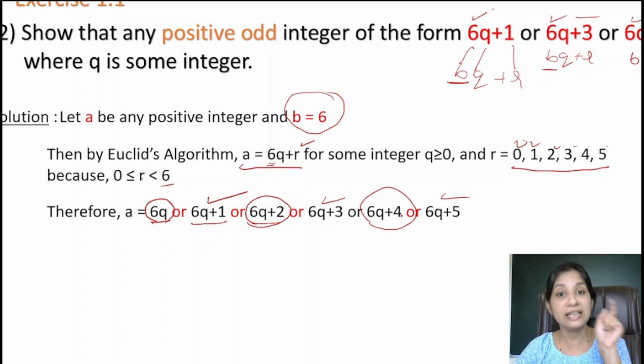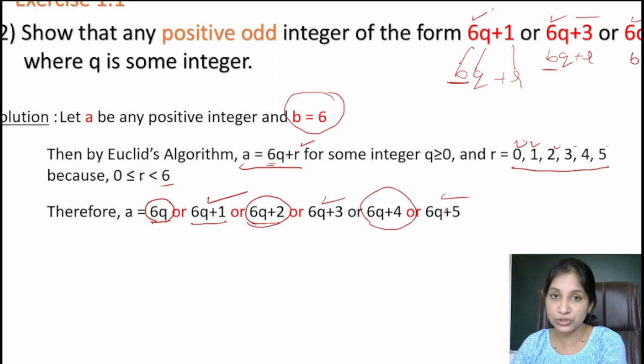And you are adding the even number itself. That means 6q, 6q plus 2, 6q plus 4 are even. But we are not talking about even numbers. Let us check whether 6q plus 1, 6q plus 3 and 6q plus 5 are even or odd. So we will consider those three only.